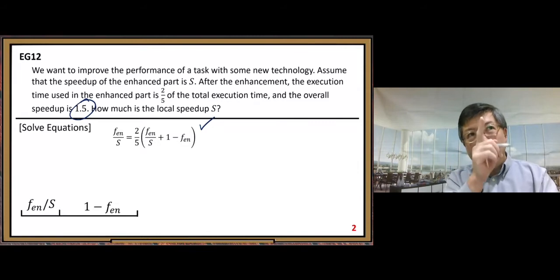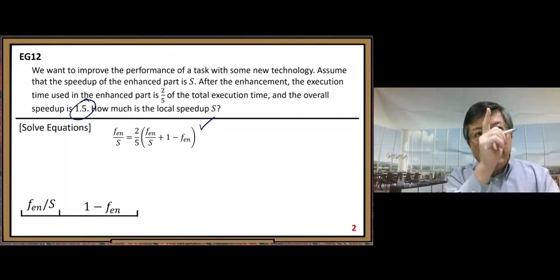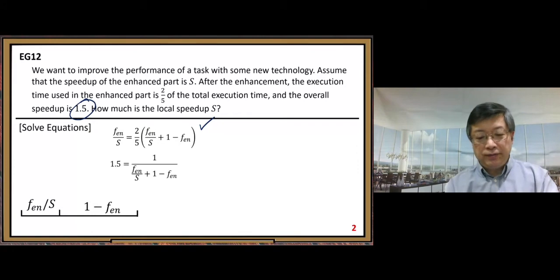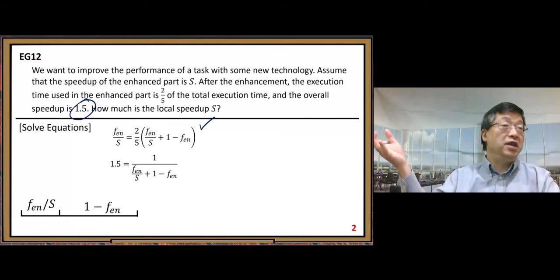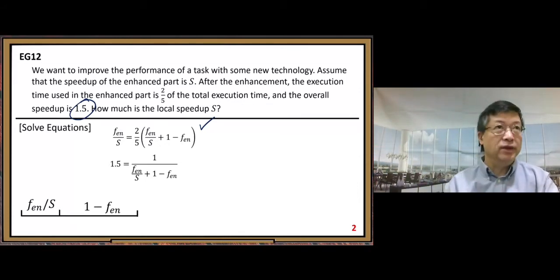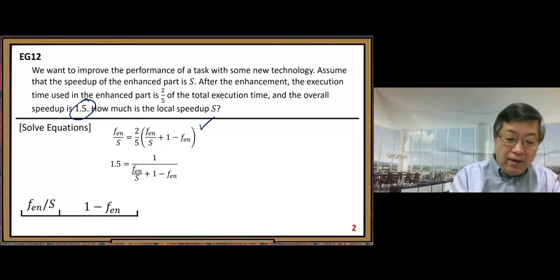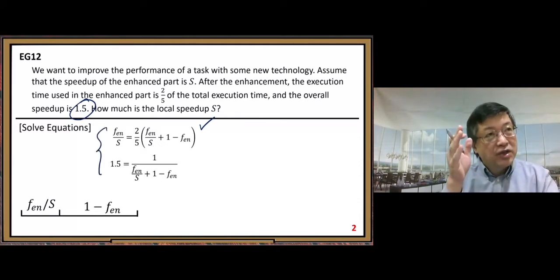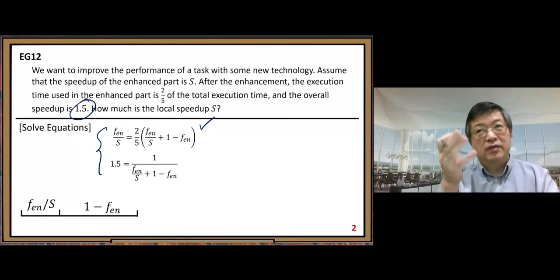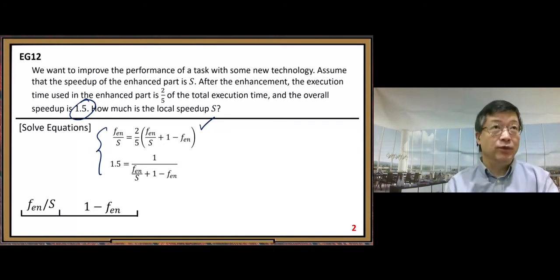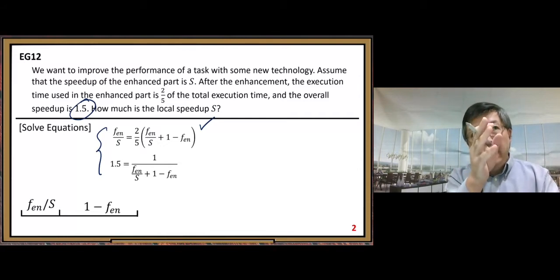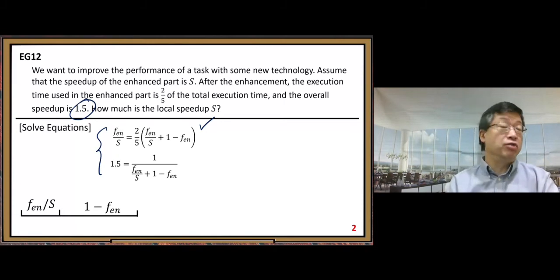The formula. This time we use the global speedup formula: 1.5 equals 1 over Fen over S plus 1 minus Fen. That's the standard formula we derived last time. So now we have two equations with two unknowns, and we can solve it. But this time, I hope you have sufficient algebra skills to solve this problem.